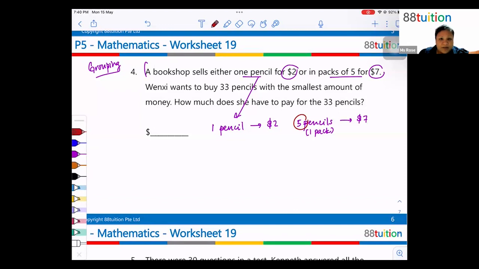So if you look at this, is it cheaper to buy one pack of 5 pencils or is it cheaper to buy 5 pencils individually? Let's take a look. If I buy 5 pencils individually from here, what would it cost me?